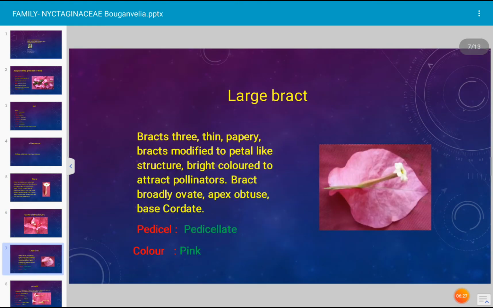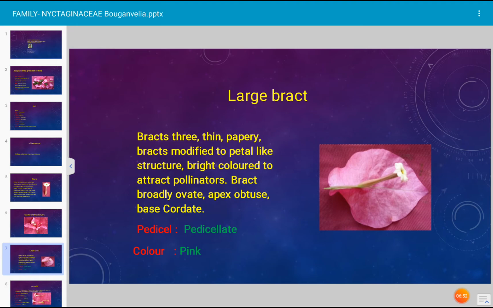Next, this is a large bract, and there are three bracts in one inflorescence. Bracts are thin, papery, and modified into petal-like structures to attract insects. The bright colored petals attract pollinators, insects which help in pollination.